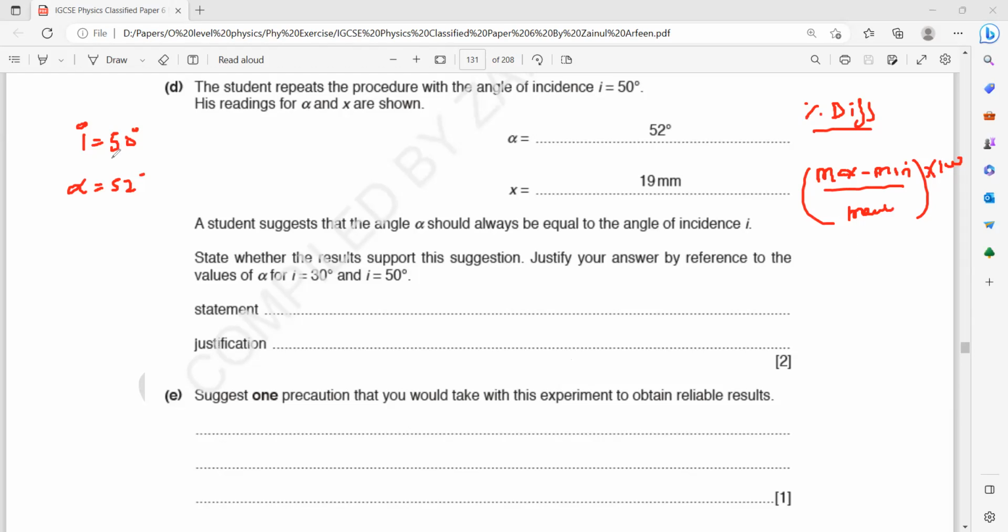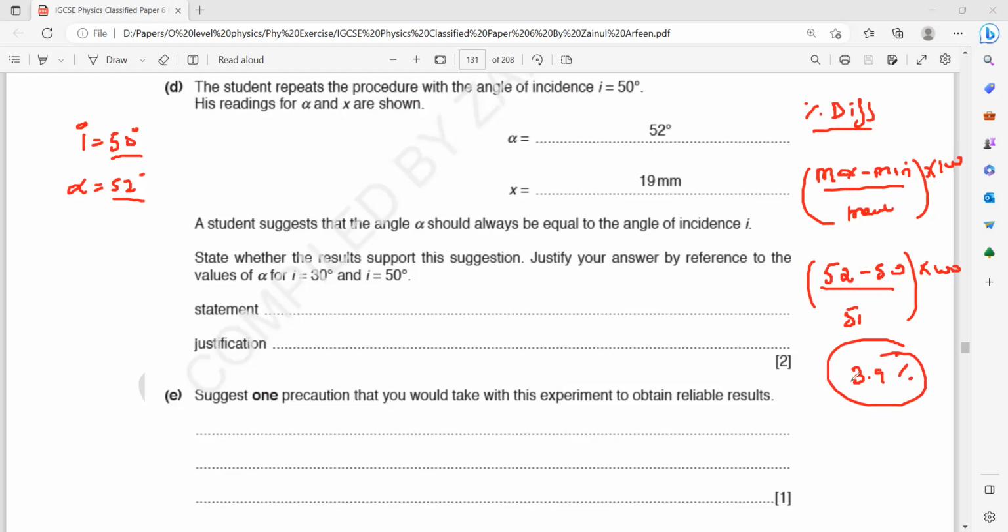So we are comparing, for example, 50 and 52. The maximum value is 52, the minimum value is 50, and divided by the mean, the average of the two, which is 51, into 100. When you simplify, what's the answer? 52 minus 50 divided by 51 into 100. What's the answer for this? 3.9. Okay, so that is 3.9%.